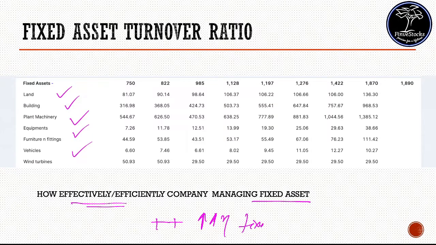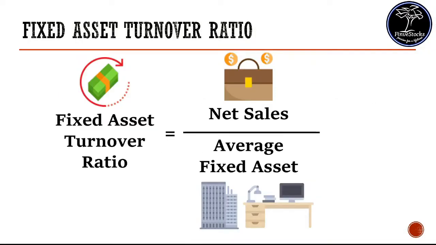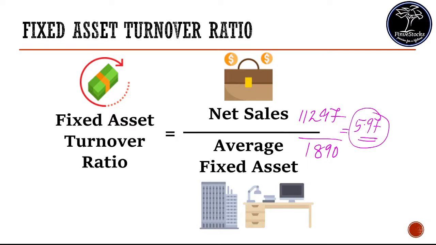Here we will take the example of Polycab. Fixed asset turnover ratio is operating revenue upon average fixed assets. In case of Polycab, for the last financial year, the overall revenue is around 11,297 crores, whereas the average of fixed assets is 1,890. So the ratio comes to be around 5.97. That means Polycab is able to generate 6 rupees per 1 rupee of fixed assets.